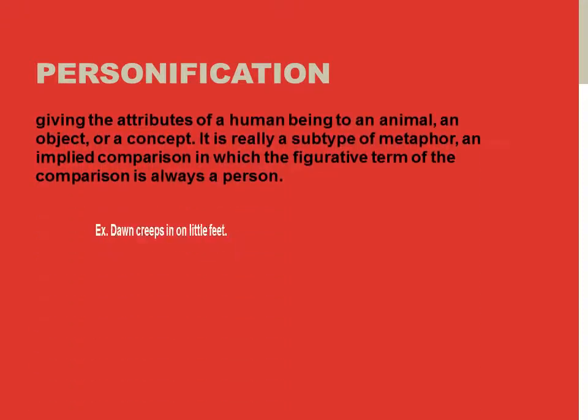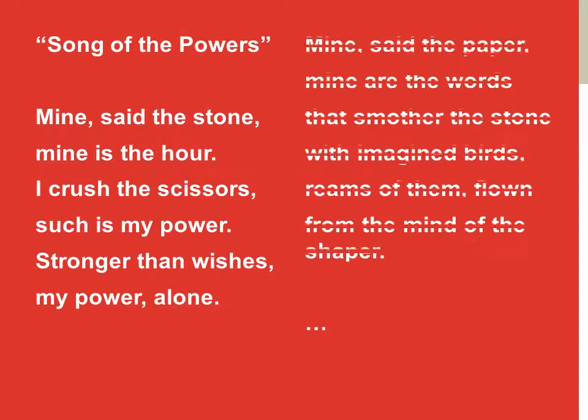Personification, another term. We clearly know what it means. We've been using it for years, but personification is a kind of metaphor in which the thing that's always being compared to by giving it human attributes is a human. That's spelled U-M-A-N. Dawn creeps in on little feet. Does it really do that? So here is a poem that clearly makes use of personification. It's called Song of the Powers, and we'll be reading it. See if it rings familiar to you.